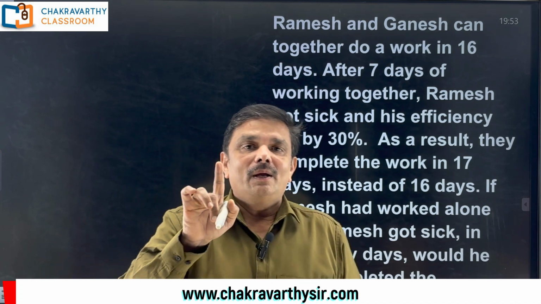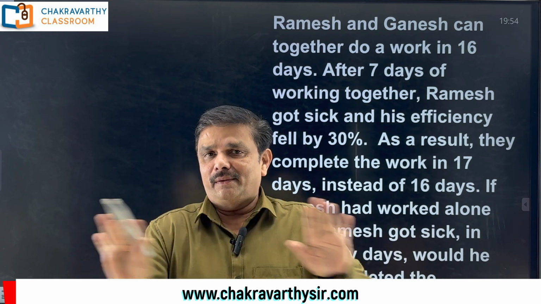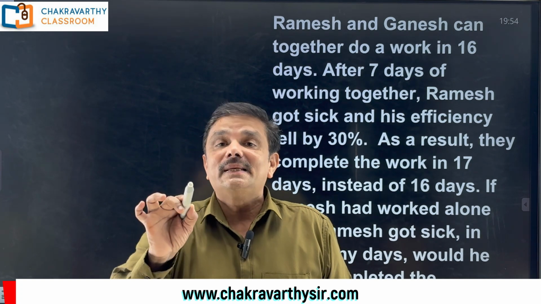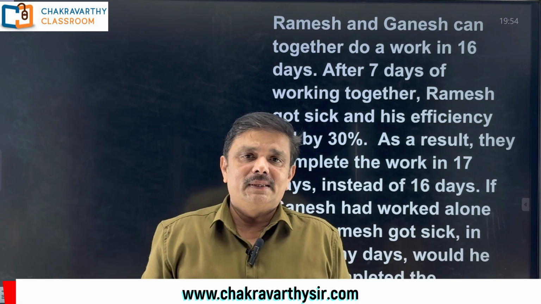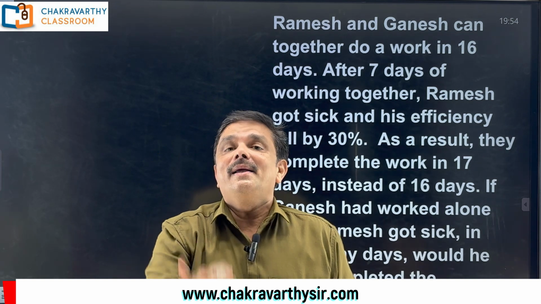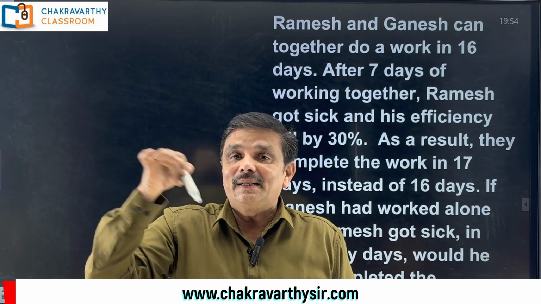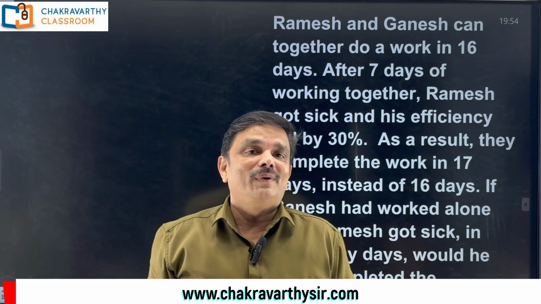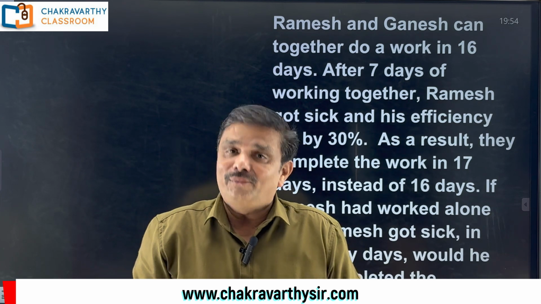Have you understood this one? Actually, they can complete the work in 16 days if no hurdle is there, everything goes fine. Both can complete the work in 16 days. But after working for 7 days together, one of the persons, Ramesh, got sick and his capacity fell by 30%. That means further he worked with only 70% of his efficiency. He has not quit the work. He continued with Ganesh only, but with only 70% of his original efficiency.